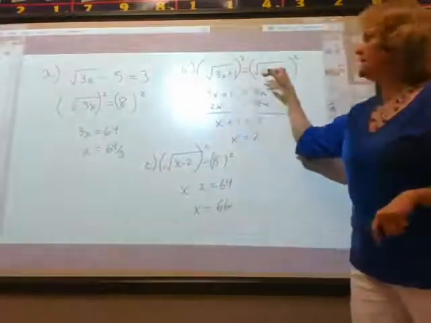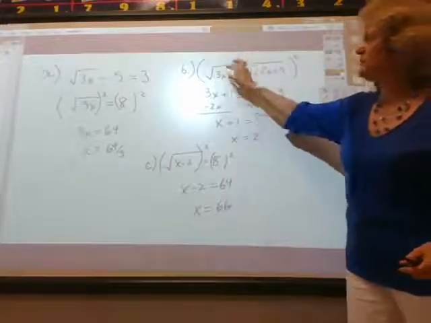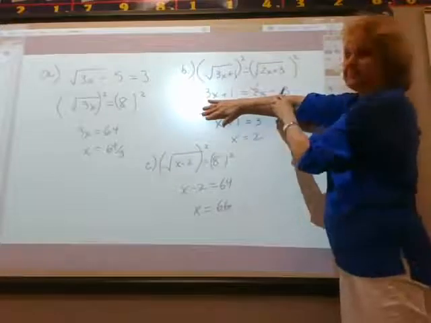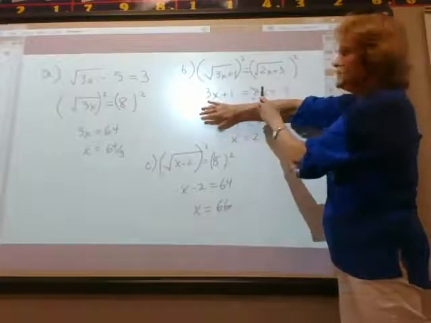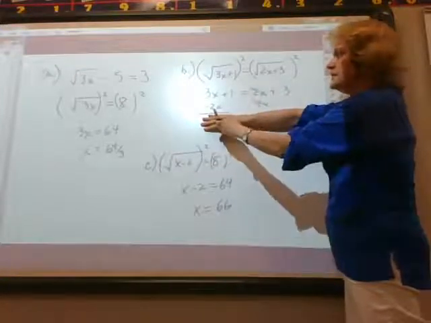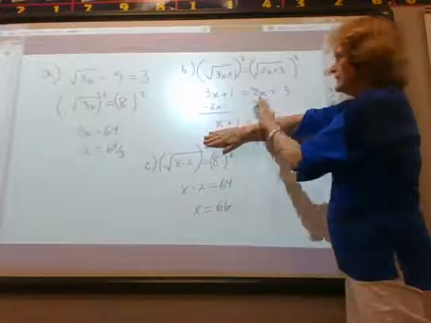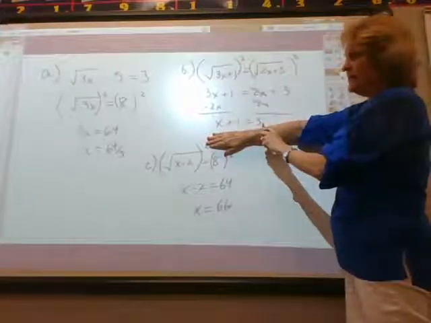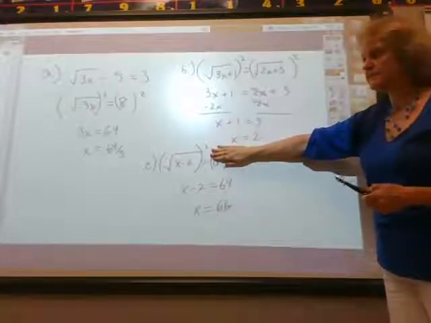All right, on B, I had 2 radicals. They were equal to each other, so I squared both. The radicands came out. I want the x's together. I don't like x's on both sides, so I moved this one over. Canceled out here. 3x minus 2x is x. Had to bring down the 1, and a 3 is on this side. And then obviously subtract 1 and get x is 2 for B.